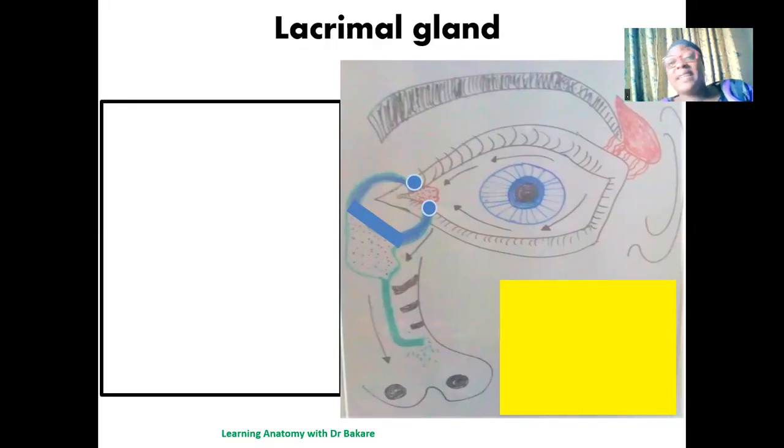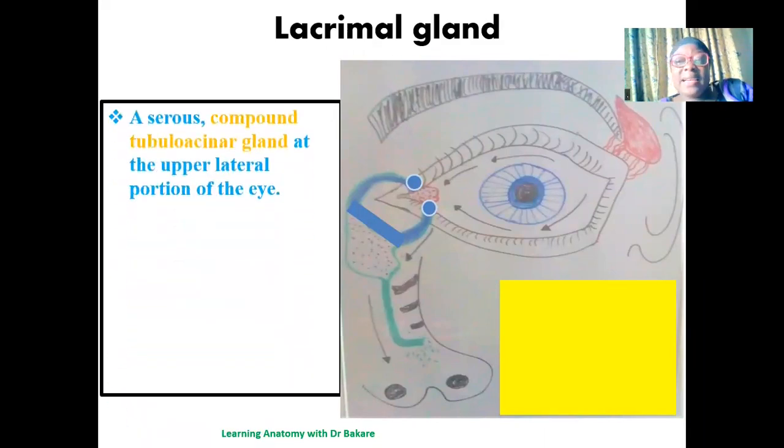Tears is produced by the lacrimal gland. The lacrimal gland is a serous compound tubuloacinar gland that is located at the lateral upper part of the eye. So this is the lacrimal gland located at this lateral upper region of the eye. It is this gland that is responsible for the secretion of tears, that is also referred to as lacrimal fluid.